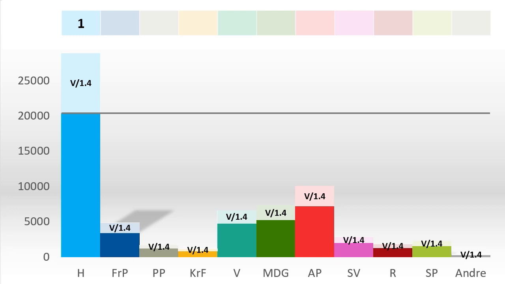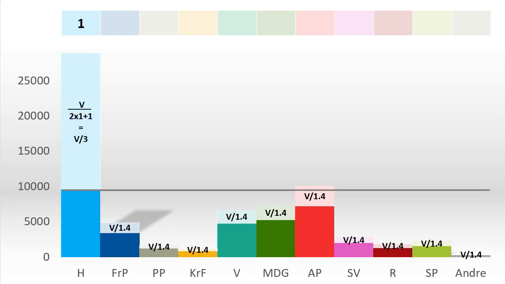Moving into round 2, since none of the other parties have been given any seats yet, their number stays the same. Whilst for the Conservative Party, since now they have been awarded 1 seat, so we are going to have a slightly different calculation, where the votes are divided by 2 times the number of seats, which is 1 plus 1, which means divided by 3.